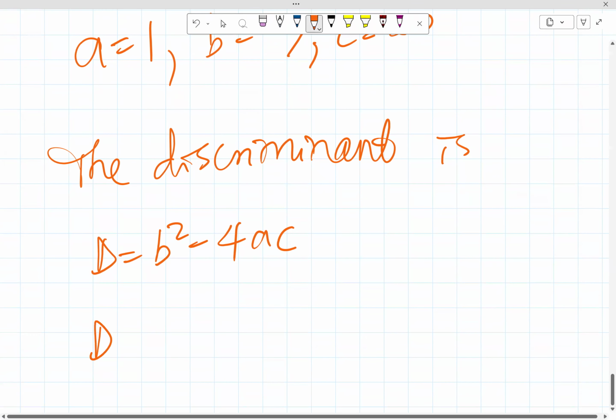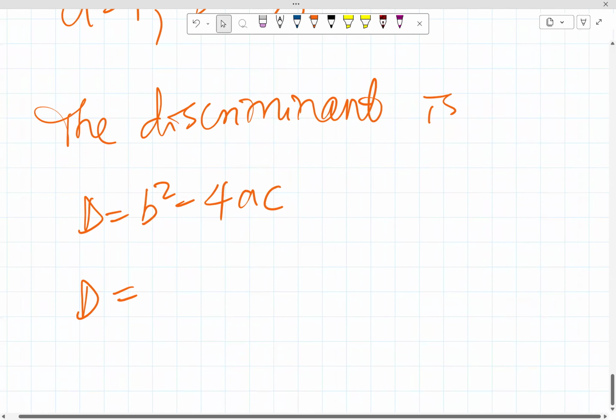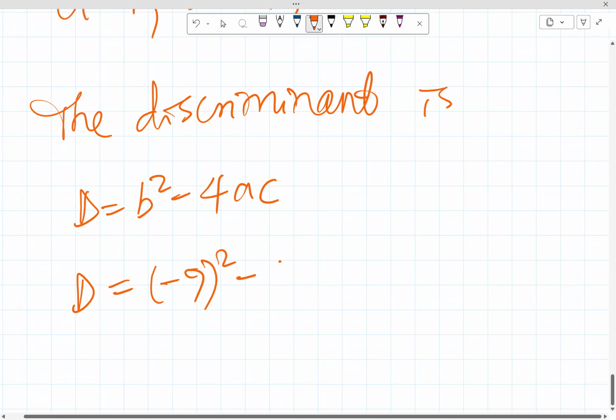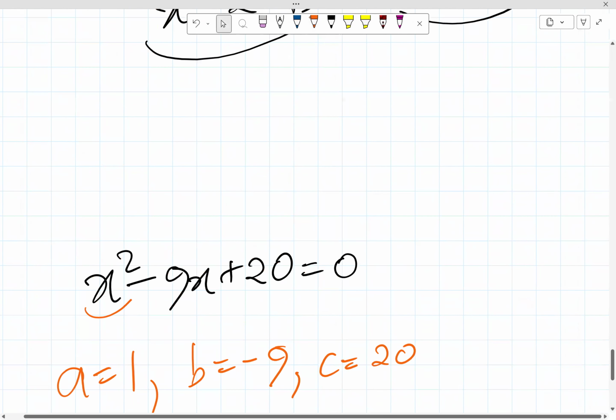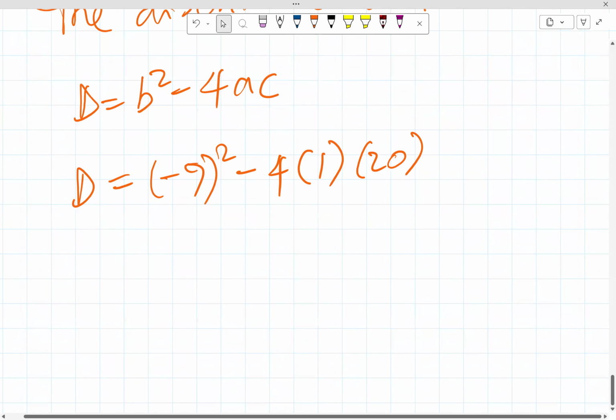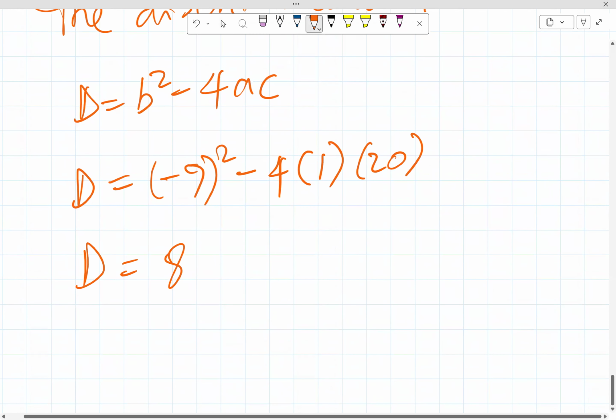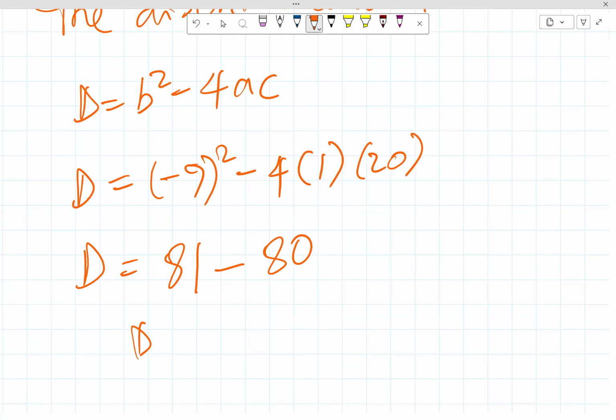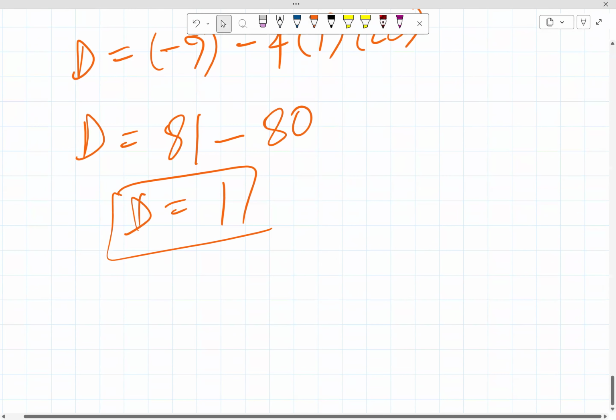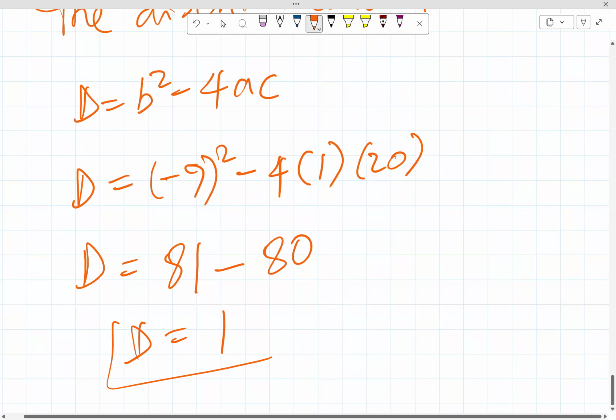Okay, that means you have D equals b squared minus 4ac, where b is minus 9. So we have minus 9 squared minus 4 into 1, and c is 20, I believe. Yeah, I think that's it. So D is equal to 9 squared, which is 81. So 81 minus 4 times 20, which is 80. So D is equal to 1, interestingly. Okay, so D is equal to 1, right?